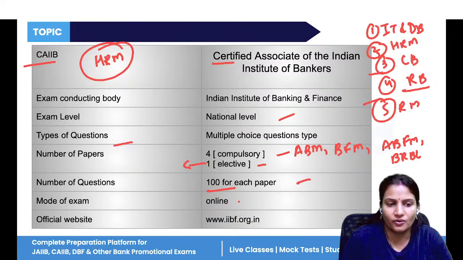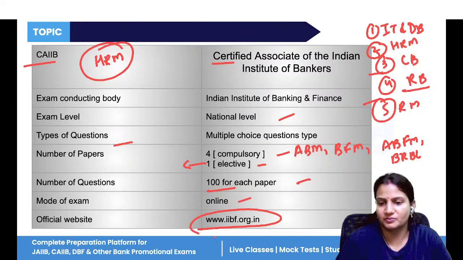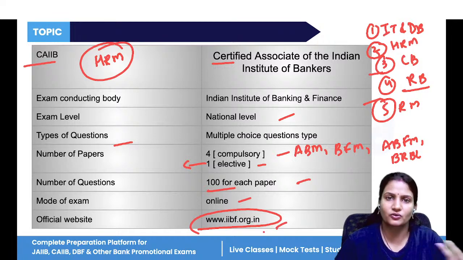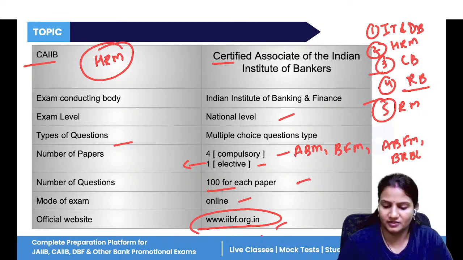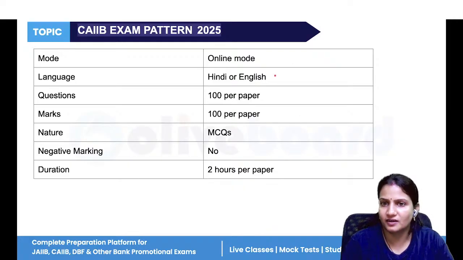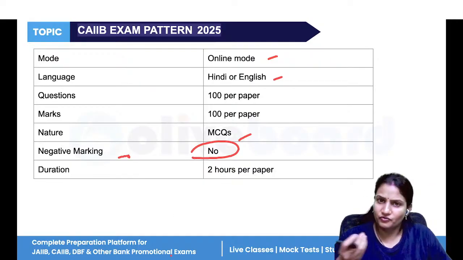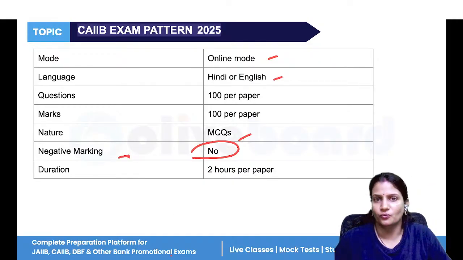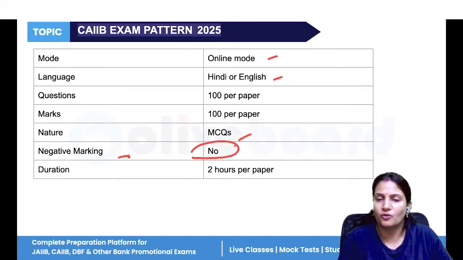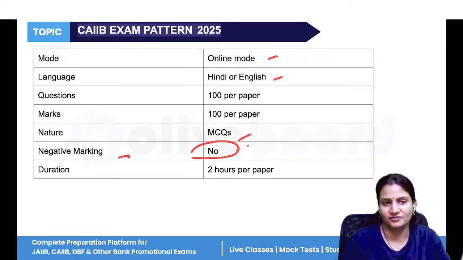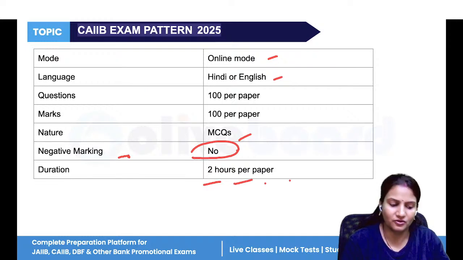The mode of the exam is again online, and this is the official website. You can visit this website if you want to check anything. So the pattern of the exam is online, medium Hindi and English, MCQs. And yes, the biggest question in the minds of bankers is: do we have negative marking in CIB? No, till now there is no negative marking. So you can attempt your whole paper with a free mind. If you are confused about any question, you can still mark the answer because there is no negative marking. And 2 hours per paper will be allotted to you.